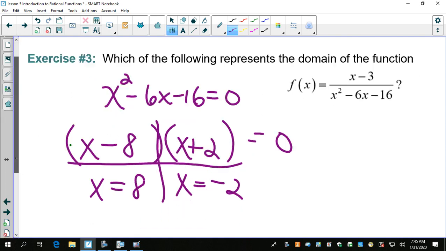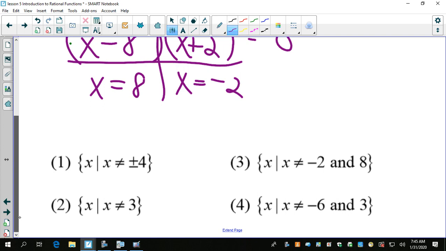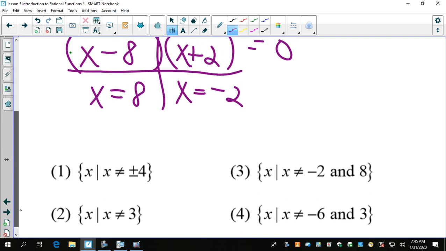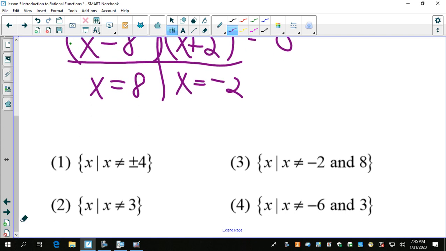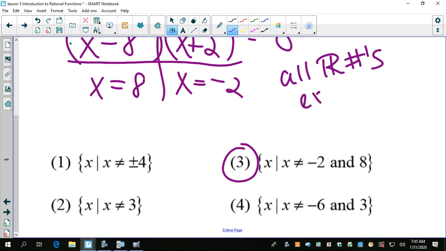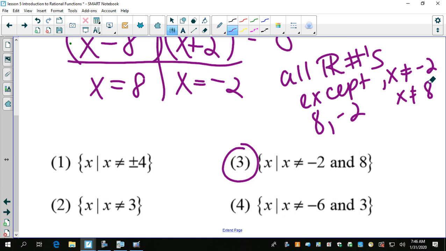Do they have it down there? Yeah, so this is set builder notation. Which one is it? This one, 3, yeah. So you could write all real numbers except 8 and -2. You could write it the way they did too. You could also say all real numbers, but x can't be -2 and x can't be 8. That's another way to write it.